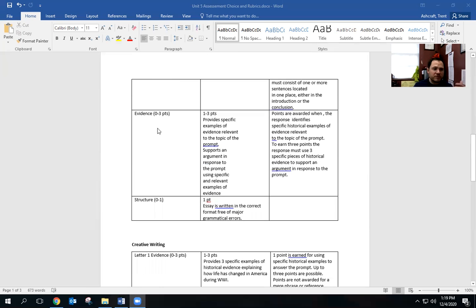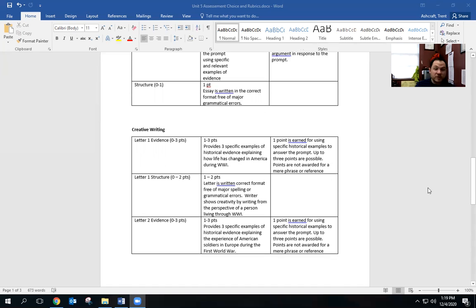And finally, you can get a point for the structure, meaning that you've written in the correct format that I've asked you to, and then it's free of significant grammatical or spelling errors. So that's the essay. When it comes to the creative writing, if you choose to do the creative writing, again, you're going to write 2 letters.